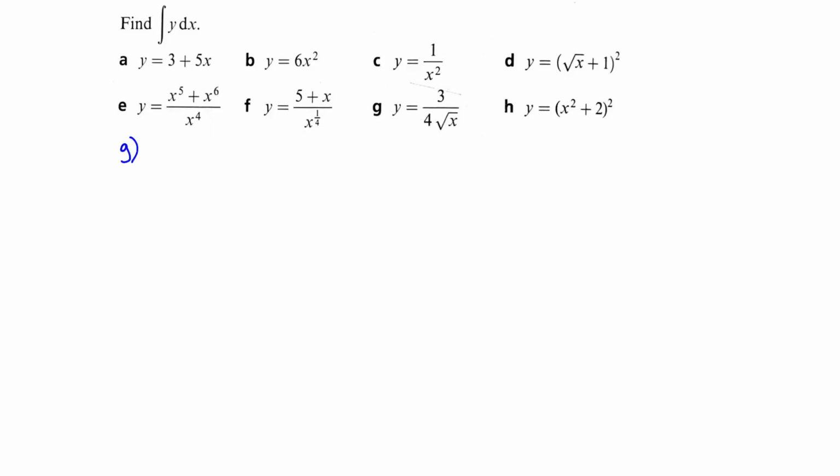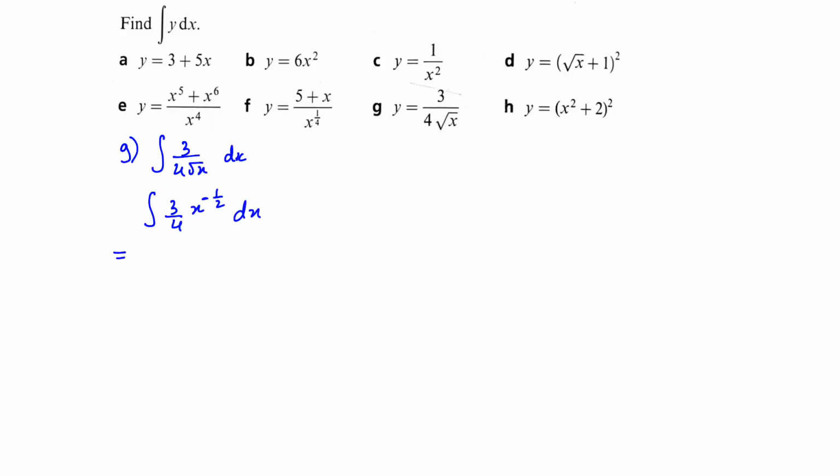In G, we have 3 over 4 square root x dx. You know that square root x is x to the power of half, and you cannot integrate if you have x in the denominator. So first we are going to simplify. When we do that, the x will go up. It will become x to the power of negative half dx.